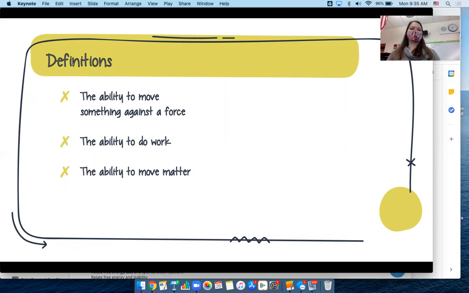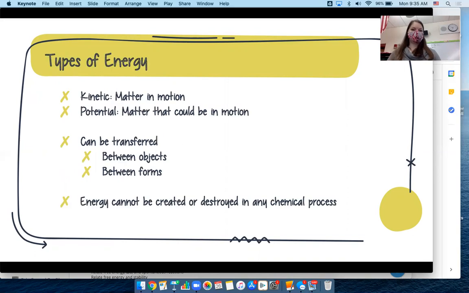Okay. And when we look at energy, there's really two main types. There's either energy that is because the matter is moving or could move. Matter that is moving has kinetic energy. Matter that could move is called potential energy, or has potential energy. Is that making any sense so far?